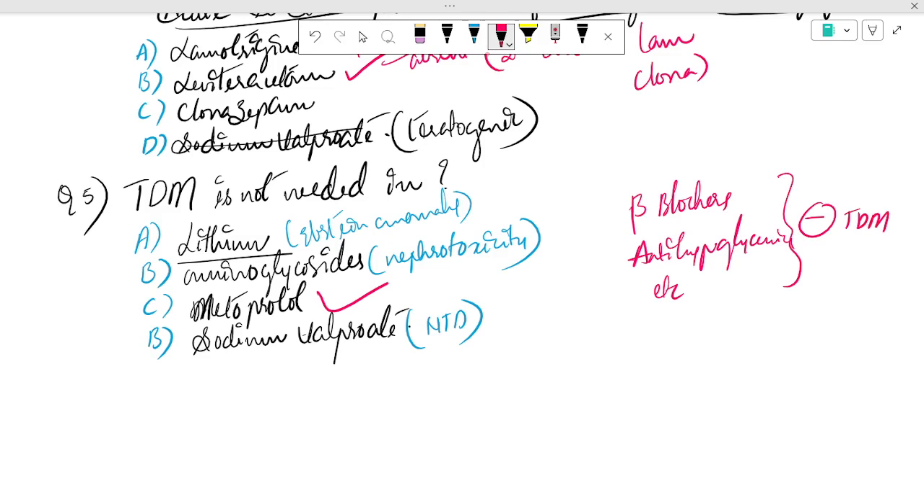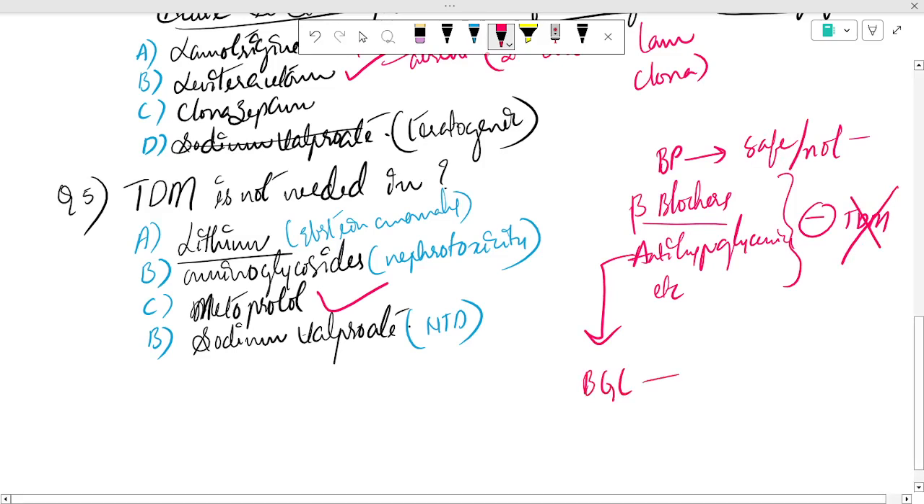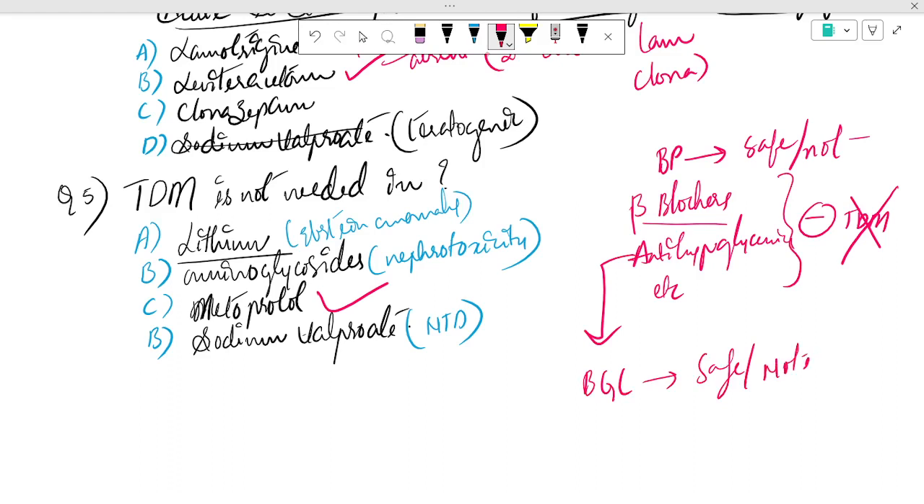Why? Because the levels of blood pressure itself define whether it is in the safe zone or not. So there is no need for therapeutic drug monitoring. Even with anti-hyperglycemics, the blood glucose level itself tells whether it is in the safe zone or not. So obviously there is no need of therapeutic drug monitoring. Beta blockers, anti-hyperglycemics and some other classes are also there, but these two are very important.